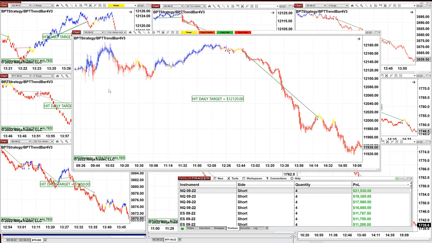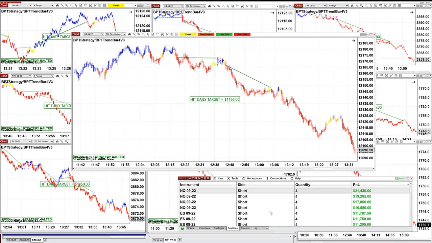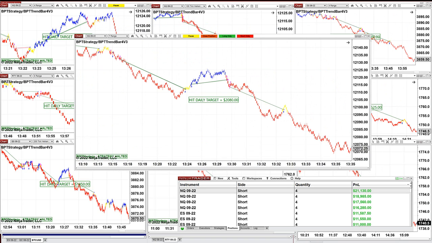The Nasdaq on the 1 minute one shot. It was 12,120. And it was done at around 14:14, around 2:14. It was one straight shot, and that was a beautiful trade. On the Nasdaq 200, took two trades, and it was 1,165.